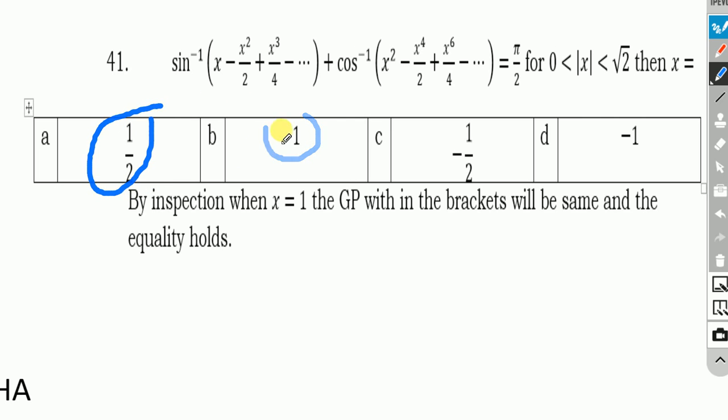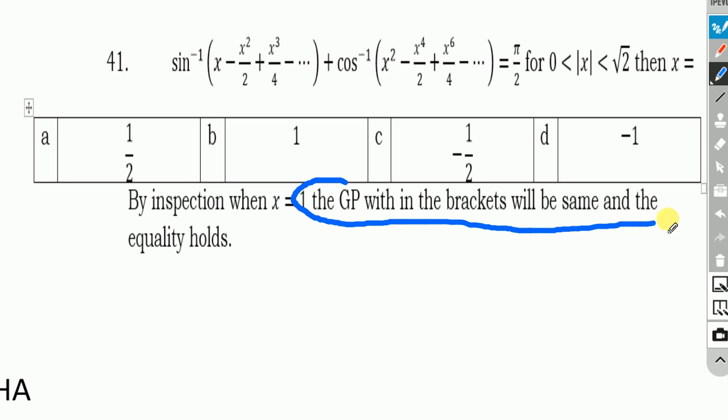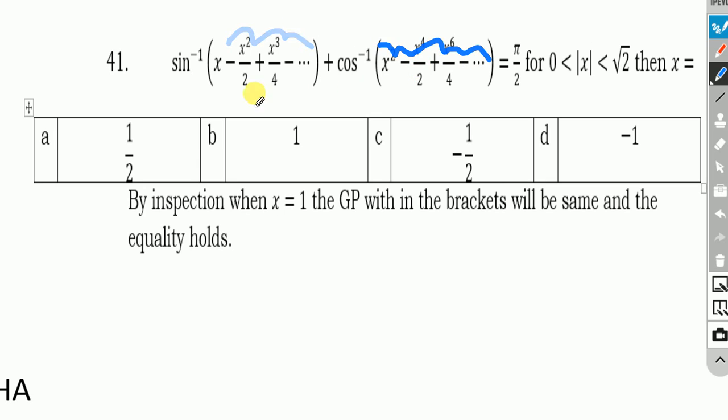So 1 is the answer, because when you give x is equal to 1, I will get 1 here. Here also I have 1. This will be 1 by 2, minus 1 by 2. Here also I have minus 1 by 2. This is 1 by 4, and here also I have 1 by 4. So by x equals 1, the GP within the brackets will be same, and this is a geometric progression. It's a geometric series. Inside the brackets I have geometric progressions. So this equality holds for only x equals 1.